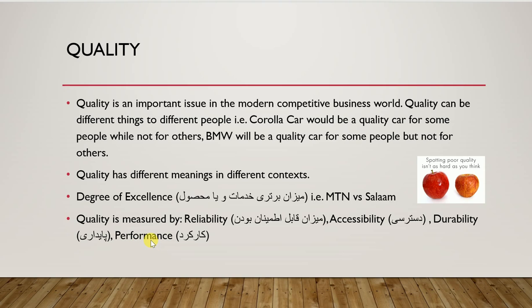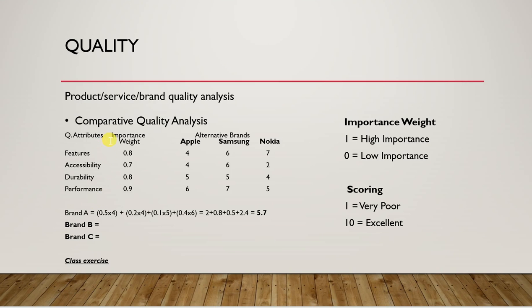And performance is the functionality, how a product or service works, how it operates, the efficiency and effectiveness of a product or service. And here we have an example: how can we evaluate quality mathematically, how can we evaluate product, service, brand quality? We did this example in the last class as well, but here I will briefly describe it, like how are you going to do comparative quality analysis. For example, if you have 3 brands of phone, Apple, Samsung, Nokia, these are brands. And our quality attributes, the quality characteristics that are important to us, are features, accessibility, durability, performance of a mobile. Here we assign importance weight, like how important each of these attributes is for us.